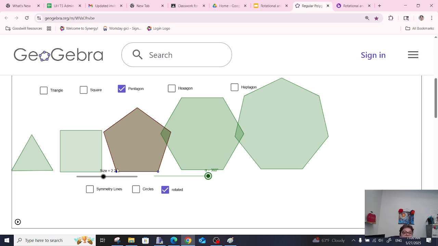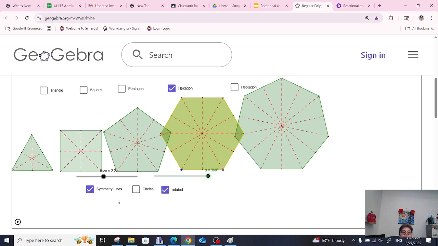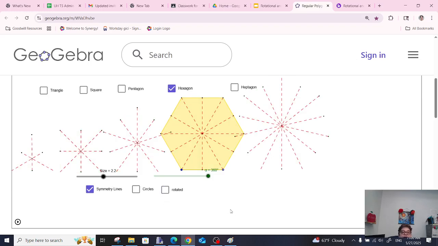Okay, so now we're on the hexagon, right? And the lines of symmetry, how many lines of symmetry should you have for a hexagon? 6, because it's six-sided. And so this would be from vertex to vertex and then cutting it in half, both lengthwise and halfwise. That's how you get those.